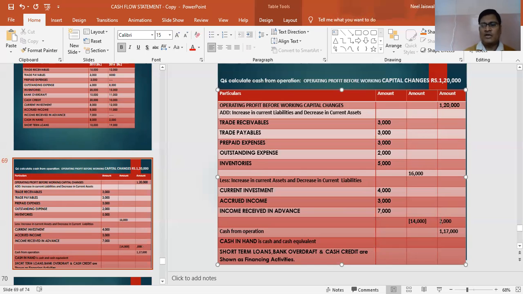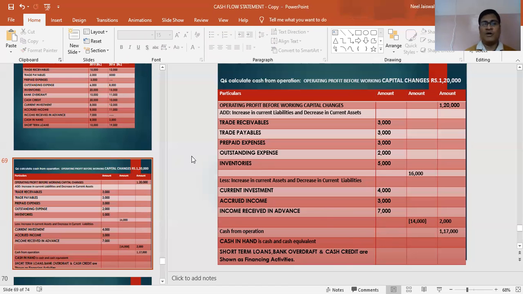So it becomes a 2,000 net figure which we have to add to the profit before working capital changes. The working capital change is 2,000. When we add, we get cash from operation, that is 1,17,000. Students, remember cash in hand is a cash equivalent, so we have not taken it over here. Short-term loan, bank overdraft, and cash credit are shown under financing activities, so we have not taken them under operating activities. So remember this much, and you can easily do this sum.